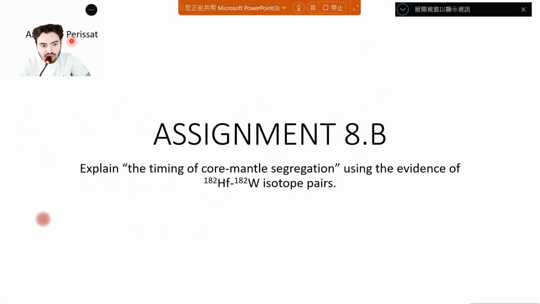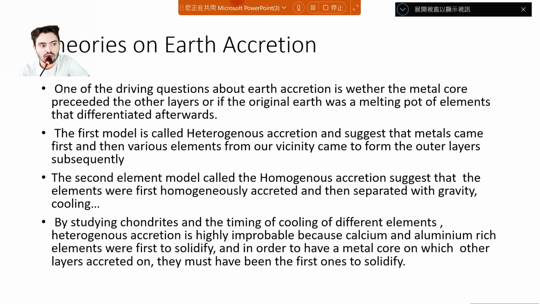Today I'm going to present assignment 8B. She explained the timing of core-mantle segregation using the evidence of the hafnium-tungsten isotope pair. First, we are going to talk about the theories on Earth's accretion. One of the driving questions about the Earth's accretion is whether the metal core preceded the other layers or if the original Earth was a melting pot of elements that differentiated afterwards.